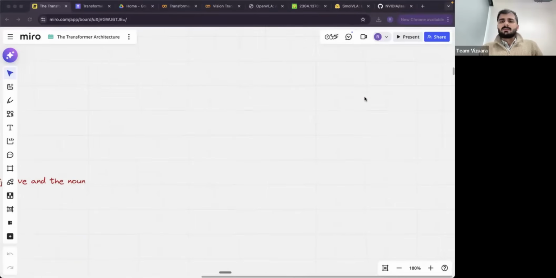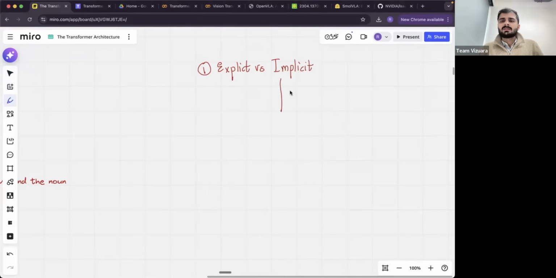So, first of all, let's begin with a brief recap of what we have done till now. In the first lecture, we started by understanding the difference between explicit versus implicit modeling. And within implicit modeling, we looked at two broad classes, which are RL and imitation learning. And since then, our main focus has been on imitation learning.